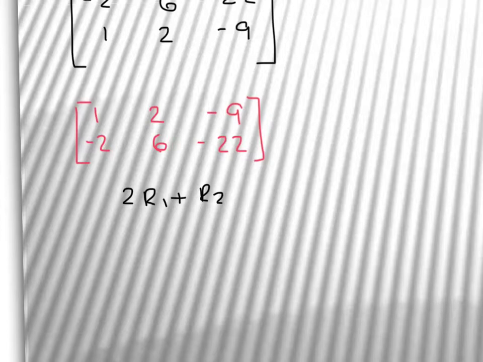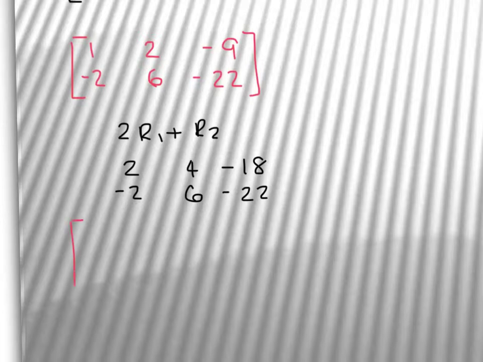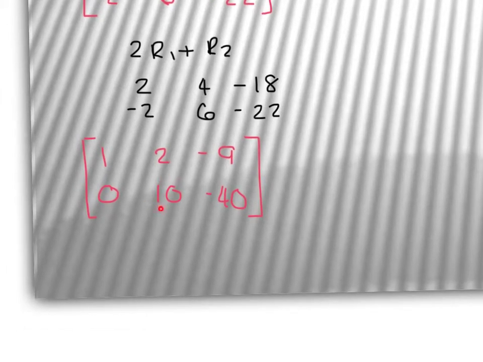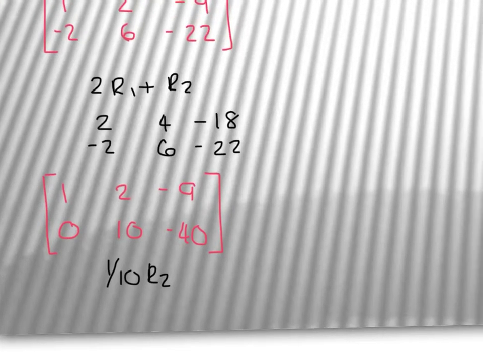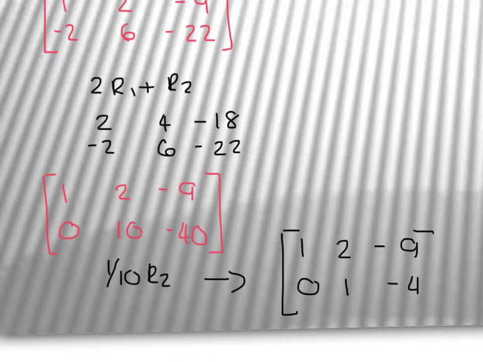So 2 times row 1 would be 2, 4, negative 18, and I'm adding it to the following. So let's go ahead and rewrite our matrix. Row 1 stays 1, 2, negative 9. This becomes 0, 10, negative 40. The next thing I want to do is get a 1 in this position. So 10 divided by 10 would be 1. So I'm going to take a 10th of row 2. Let's rewrite our matrix. And we're going to get the following. 1, 2, negative 9, 0, 1, negative 4. Before we were stopping right here. Now we're adding an additional step.